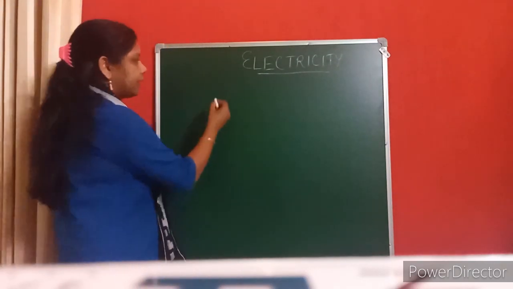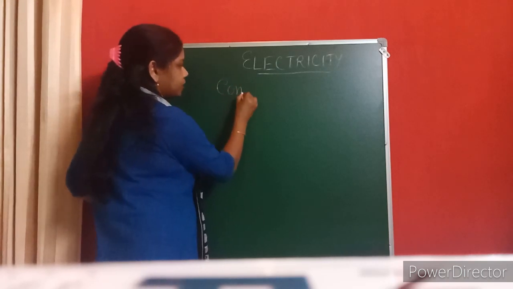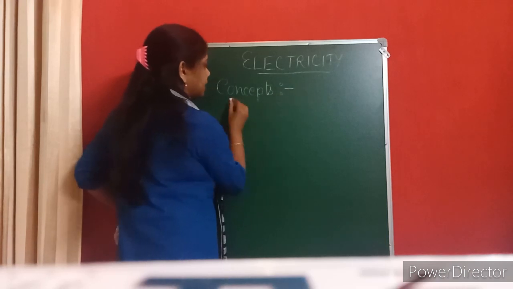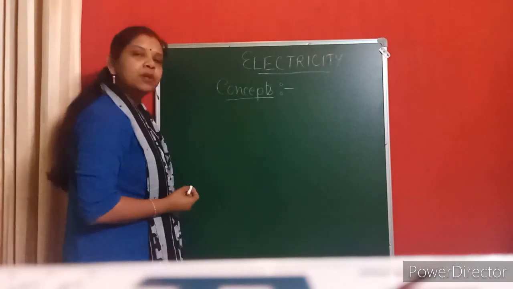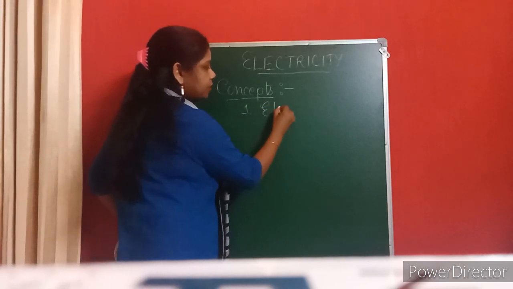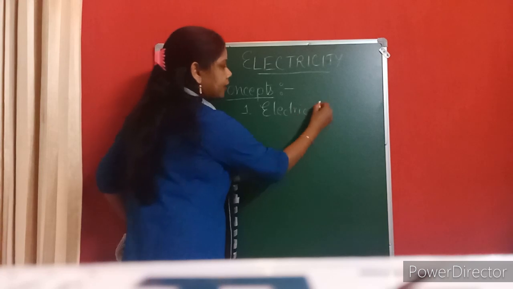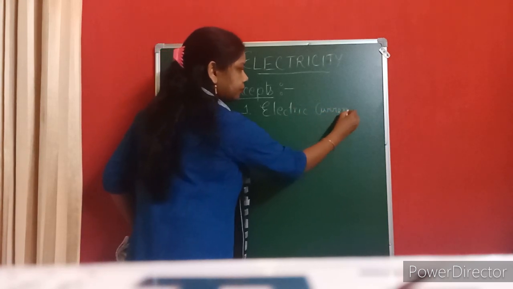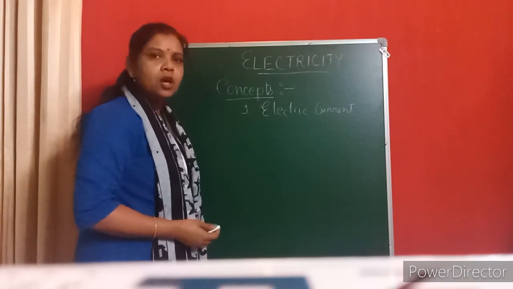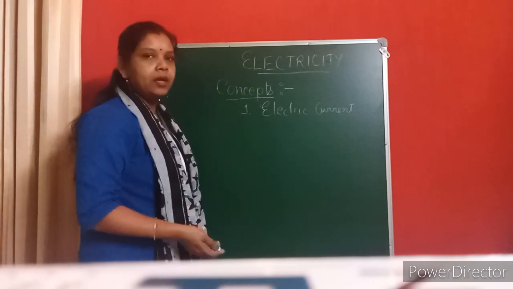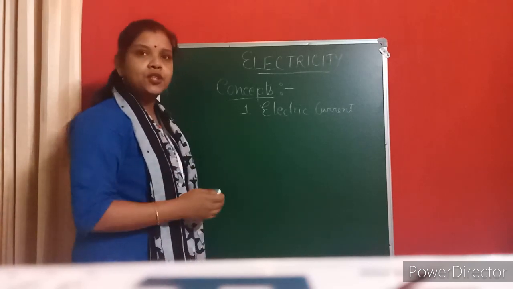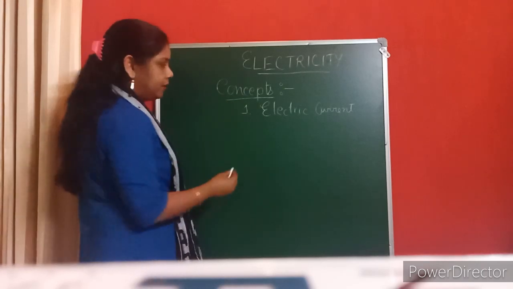First of all, the concepts, or I can say the topics, that we have to study in this particular chapter, I will note them down. Number 1, we will study about electric current. Here we are going to study what is electric current, what is the unit of electric current, how to measure the current, what is the device that is used to measure the current, and what is the direction of current.